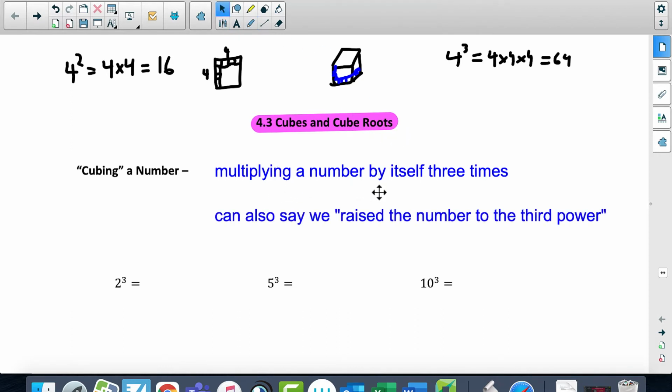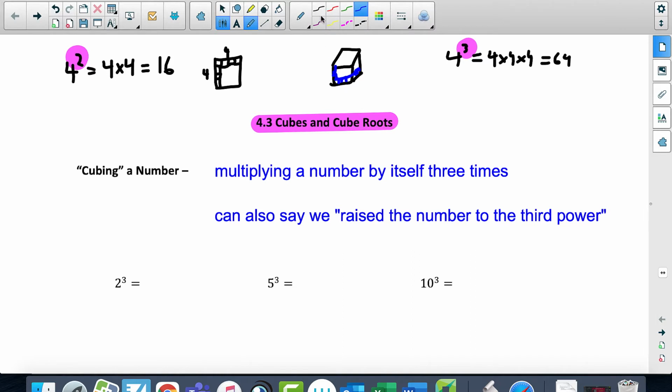We can also say it was raised to the 3rd power, or raised to the power of 3, right? Again, remember that this little number here is the power. Okay, so we're raising 4 to the power of 3. We're raising 4 to the 3rd power. Alright, so let's try a few of these.